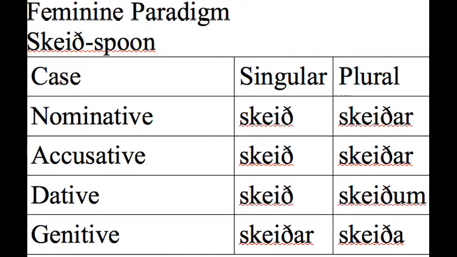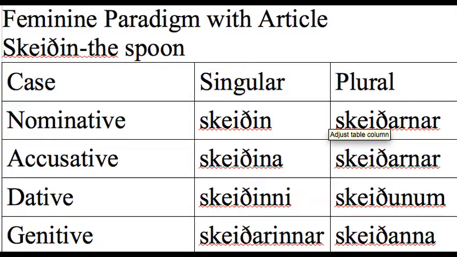All right, and now we have the feminine form, skeiðin, with the article. So starting from the singular, skeiðin, skeiðina, skeiðinni, skeiðarinnar, skeiðarnar, skeiðarnar, skeiðunum, skeiðanna. All right, so you'll notice here that the article itself actually changes fairly heavily, particularly in the singular. We do have a great deal of similarity still, however, with the genitive singular and the nominative and accusative plural.